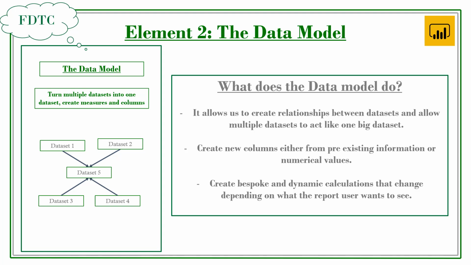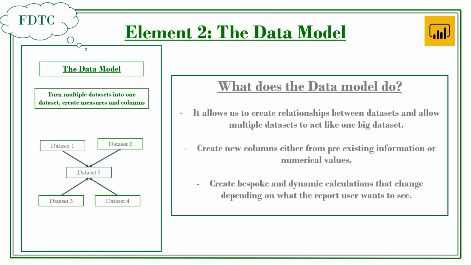Next, element number 2, the data model. The data model is all about taking the various tables and datasets that we've attached to Power Query and then connecting them together so that they act like one big dataset. We do that by creating relationships between the various datasets so that Power BI knows which rows in which datasets go together.